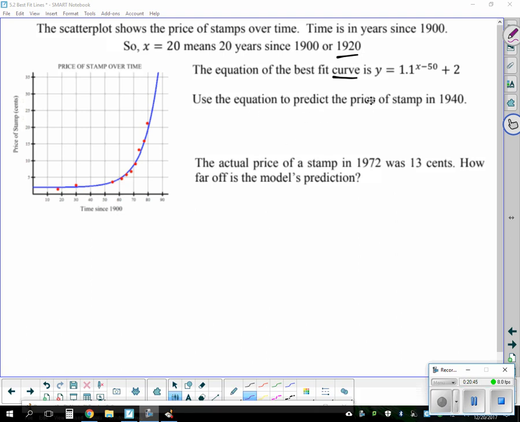Okay, so using the equation to predict the price of the stamp in 1940. So the price of the stamp is the Y, and the time since 1900 is the X. We've been given the year 1940, the time since 1900, then X equals 40. So we're plugging 40 into our equation. Y equals 1.1 to the 40 minus 50 plus 2. Let's go ahead and go in our calculators, calculate that.